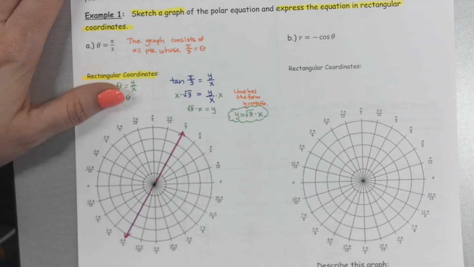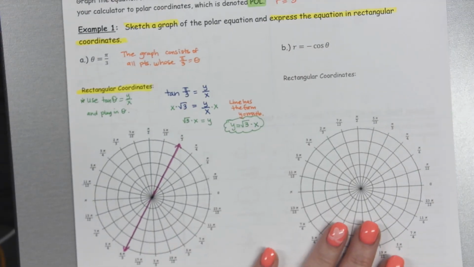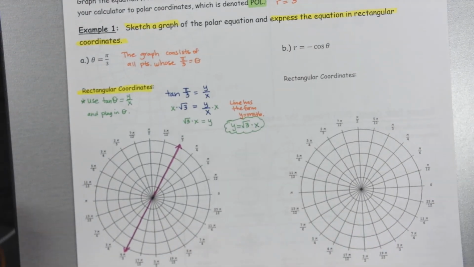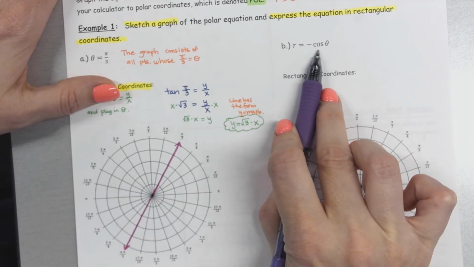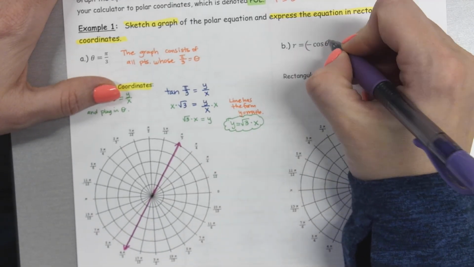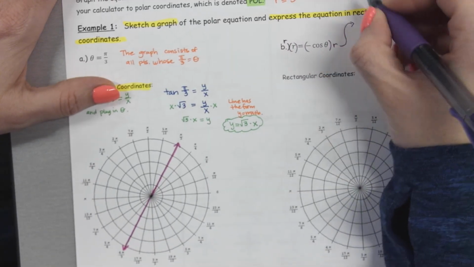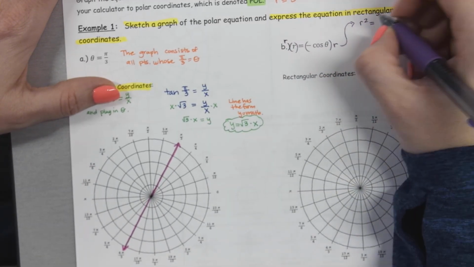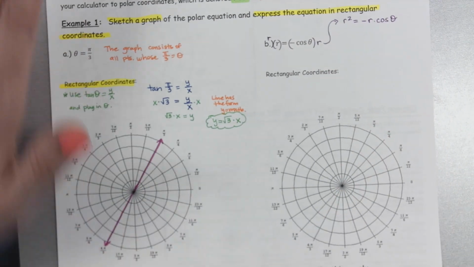Okay, now for part B, you have r equals negative cosine of theta. So just like we did in 8.1, your first step, if you have this cosine here and an r here, we're going to multiply both sides by r. So we get r squared equals negative r times the cosine of theta.